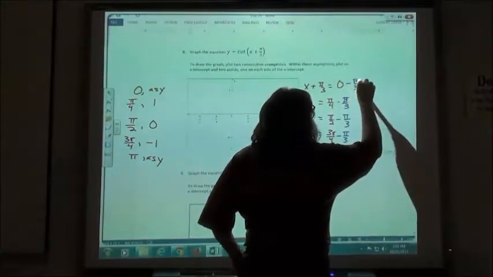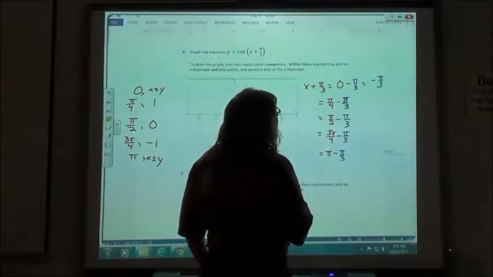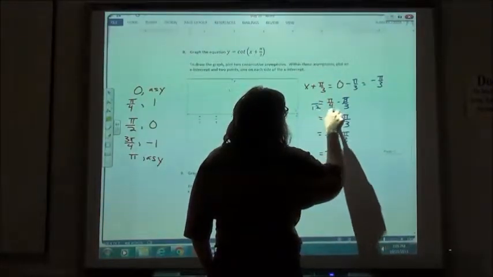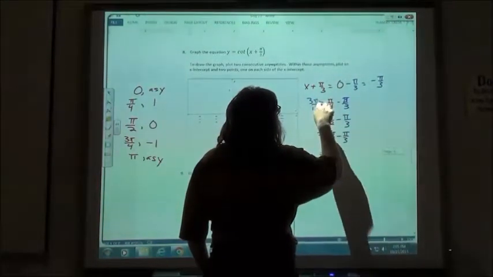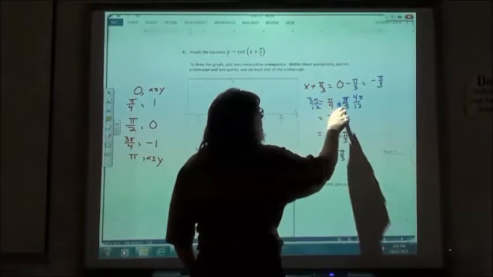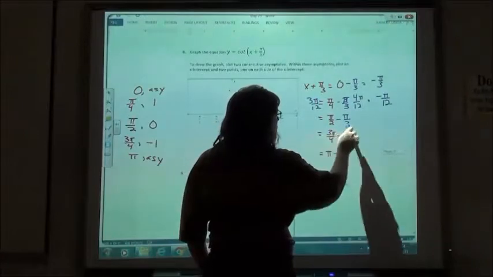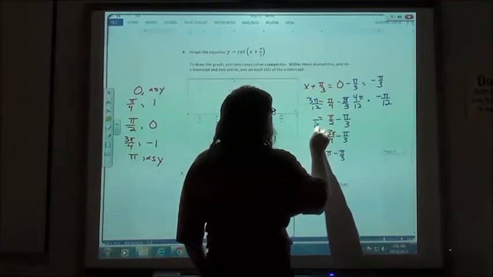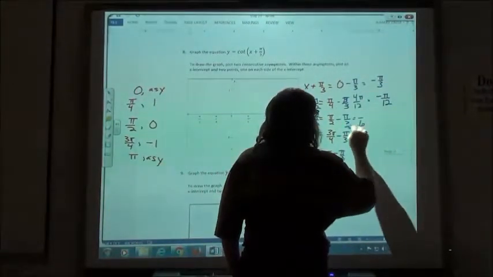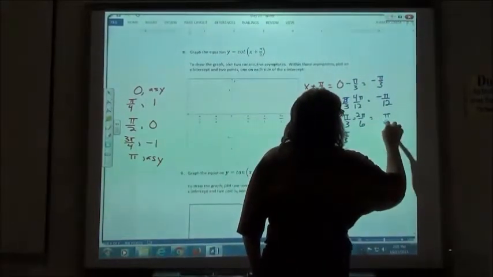So 0 minus pi over 3 would be negative pi over 3. Pi over 4 minus pi over 3, I'm going to put them over 12. 4 goes into 12 3 times, so 3 pi over 12. 3 goes into 12 4 times. 3 minus 4 would give me negative pi over 12. Here I'm doing pi over 2 minus pi over 3, so I've got to put them over 6. 2 goes into 6 3 times, so 3 pi. 3 goes into 6 2 times, so 2 pi. 3 pi minus 2 pi is going to be 1 pi over 6 then.